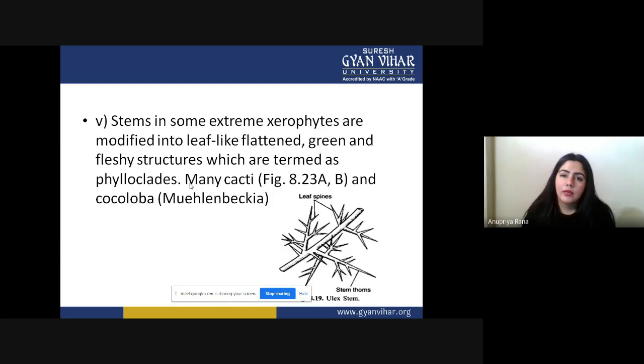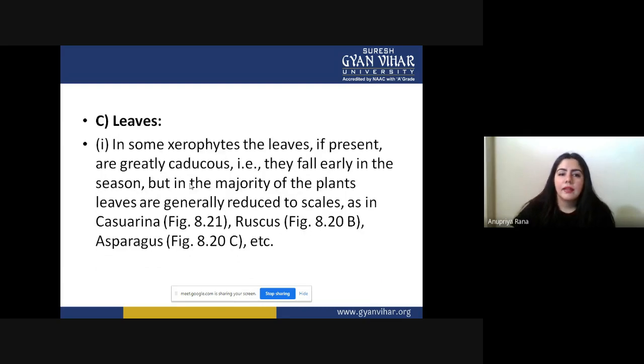Phylloclades are plants which can store water inside their stem. So any plant whose stem is converted into this green, leaf-like, storing structure, you can call them phylloclades. Next, their leaves.